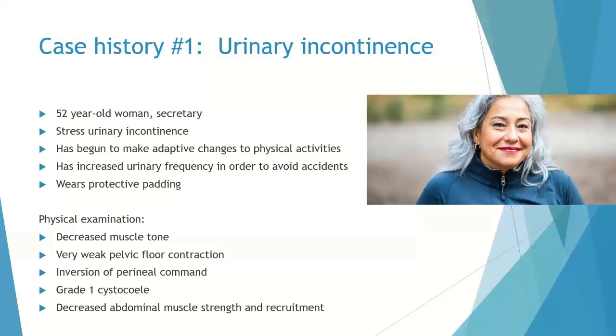It's a 52-year-old woman who's a secretary. She's complaining of stress urinary incontinence, and she's begun to make adaptive changes to her physical activities. She really loved to run, and she decided that she wouldn't be running anymore. She's doing something else. She took up yoga instead of running, and for cardiovascular exercise, she decided to do some spinning.